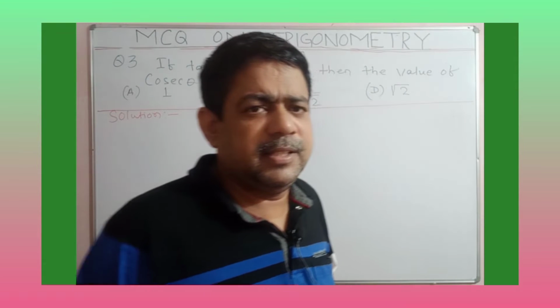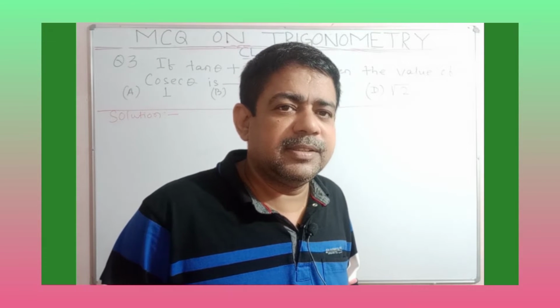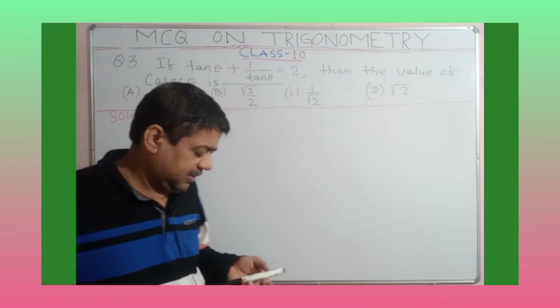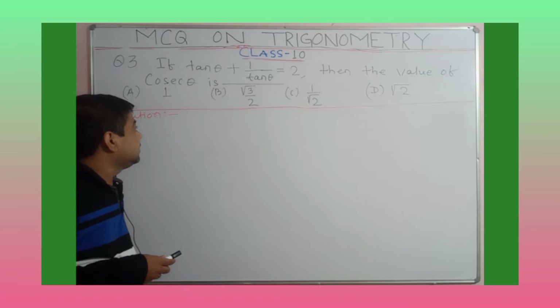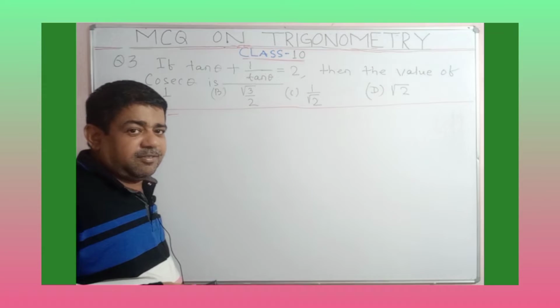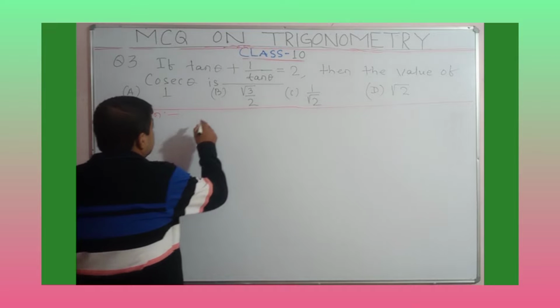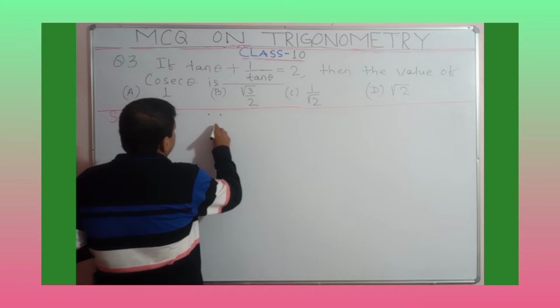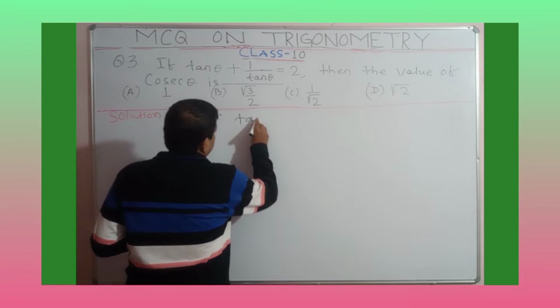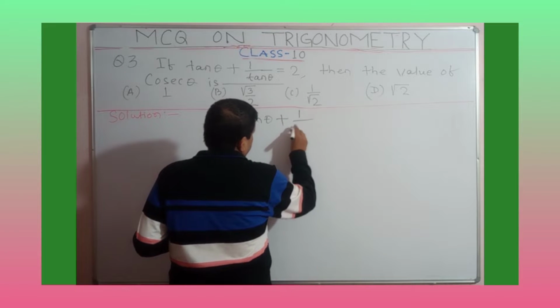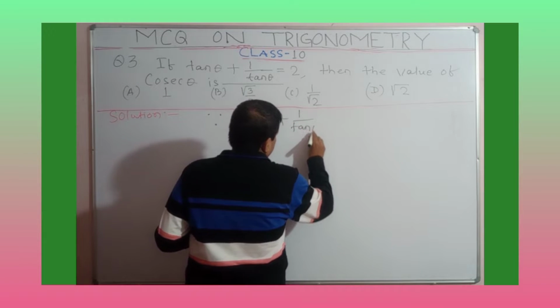Think for a while. Can you answer? Yes, try. Okay, what to do? Let me discuss. What is the given condition? It is given that tan theta plus 1 upon tan theta is equal to 2.